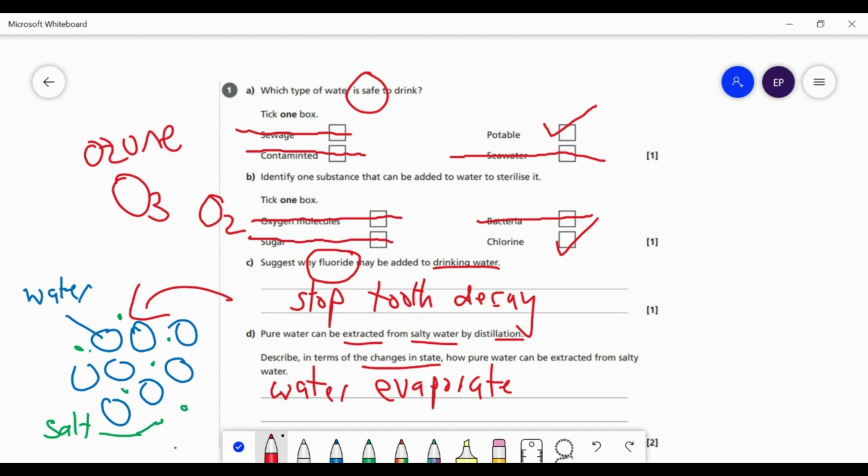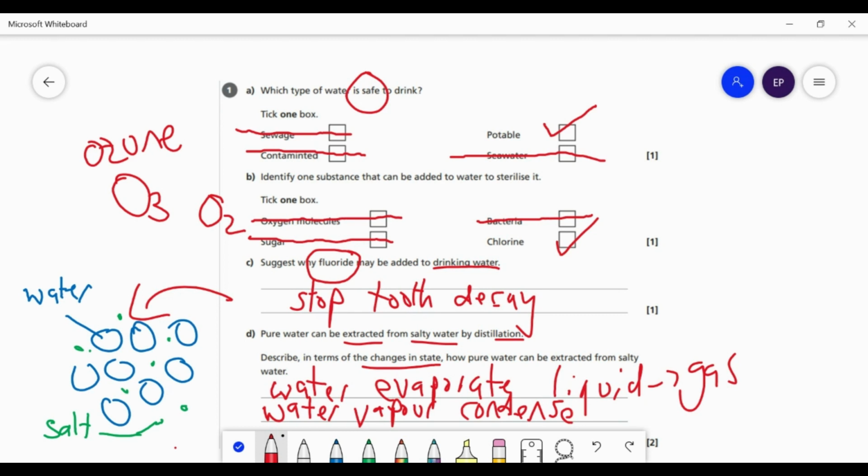As it moves through the distillation apparatus, it would get then to the condenser, where the water vapor is cooled down and it condenses from water vapor back to liquid water. So in terms of changes of state, the water evaporates. It goes from a liquid to a gas when it's heated. And then the water vapor in the condenser, the water vapor would condense. And when it condenses, it goes in the reverse direction. It goes from a gas back to a liquid. So our first mark would be for the first change of state, and our second mark for our second change of state.